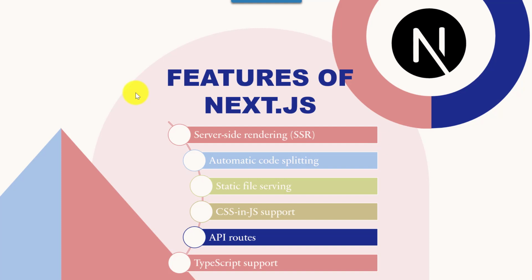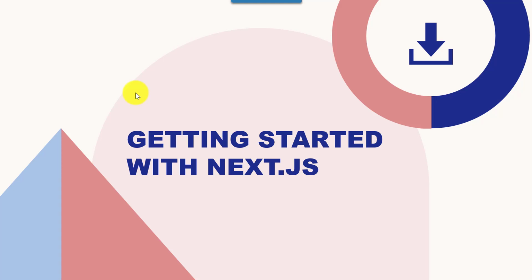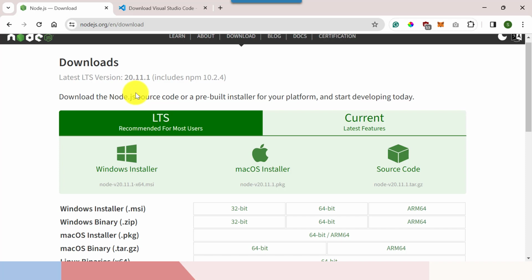Now that we have understood the features of Next.js, let's move to the next topic and understand how to get started with Next.js. To get started, we primarily require two things. First, we require Node.js. We need to make sure that we have Node.js version 16 or above. Prefer to use the latest Node.js version when you're working with Next.js.